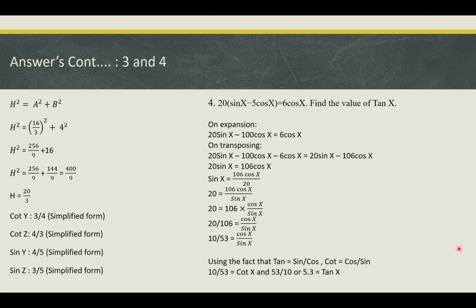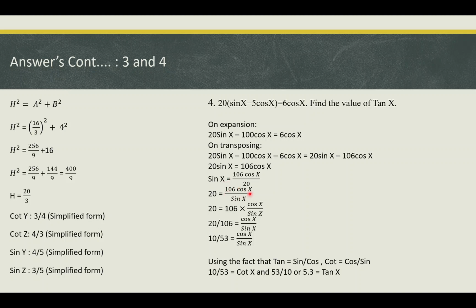6 cos x, which is equal to 20 sin x minus 106 cos x. Then 20 sin x is equal to 106 cos x. I transposed 106 cos x to the RHS. Then sin x is equal to 106 cos x by 20, and then 20 is equal to 106 cos x by sin x. I could have just written 20 is equal to this in the third step, but I chose not to. It was a longer step, and I thought it would explain it to you guys a bit better.